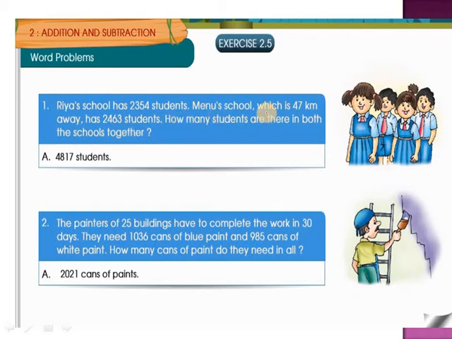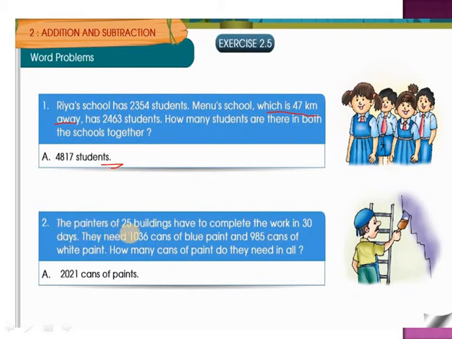See here, the extra information, which is 47 kilometers away. Leave it and only collect the information which is important. So they are asking how many students are there in both the schools together. Together means what we have to do? We have to add, isn't it? So 2354 plus 2463. Children, you have to solve here. You will get 4817 students. Okay, children?